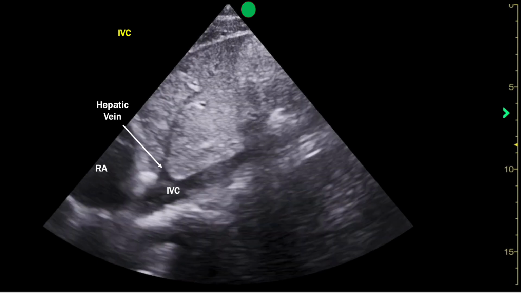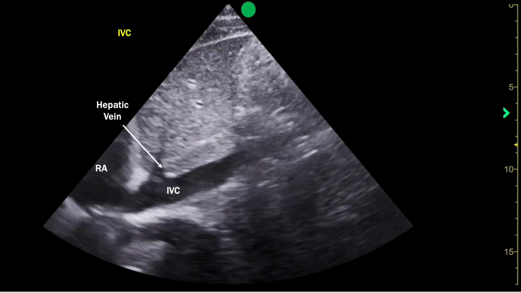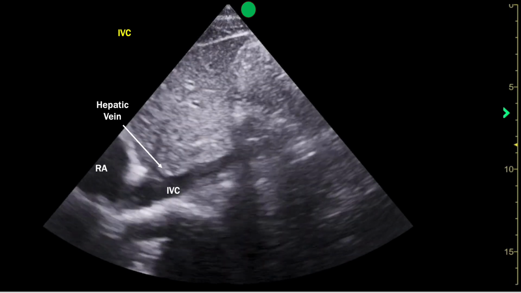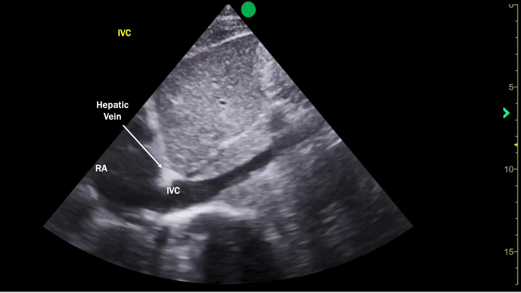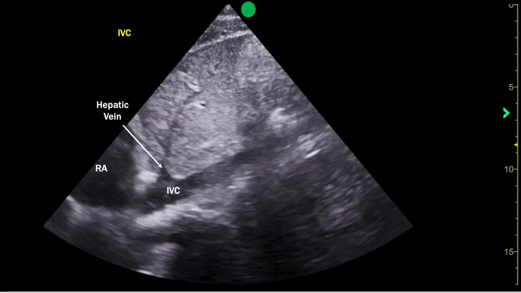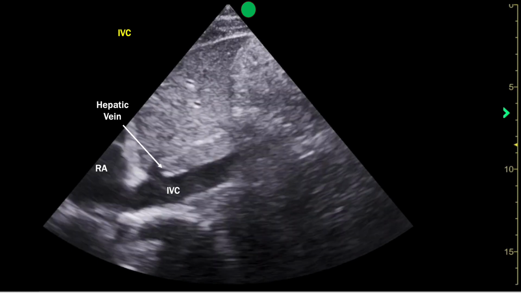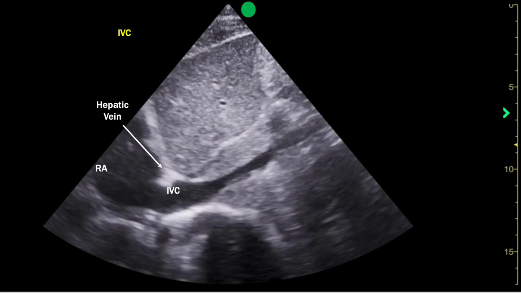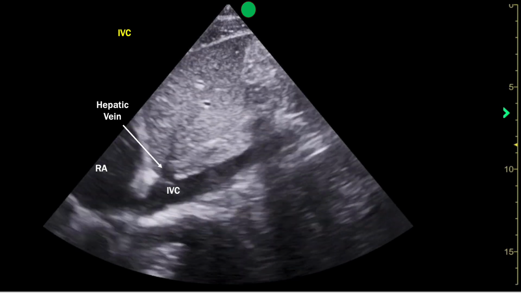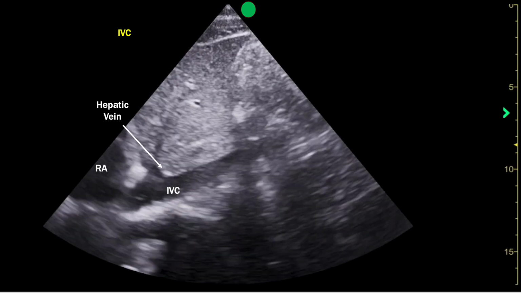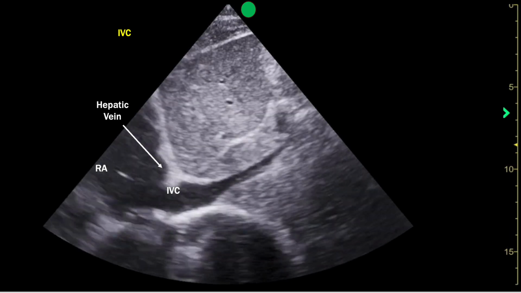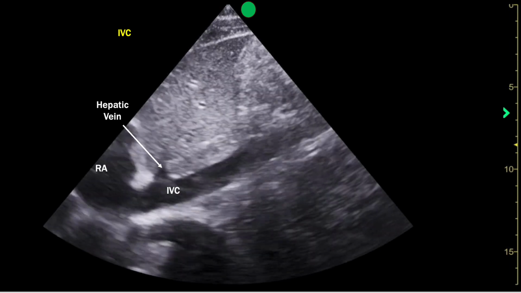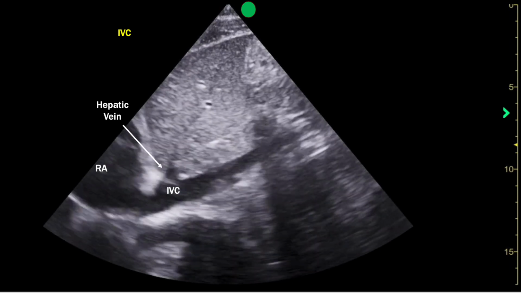First, you should actually visualize the inferior vena cava entering the right atrium like you see here, as opposed to the aorta, which will be essentially traveling behind the heart. Other features that you can use is the hepatic vein, which we see coming into the inferior vena cava, and some of the liver right here in the far field of the screen behind the inferior vena cava.